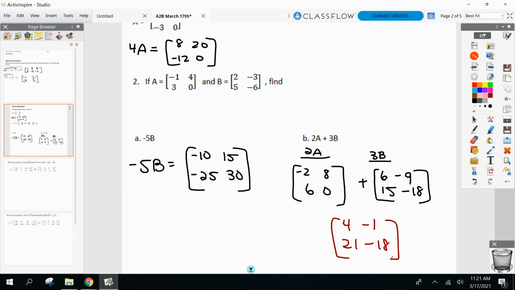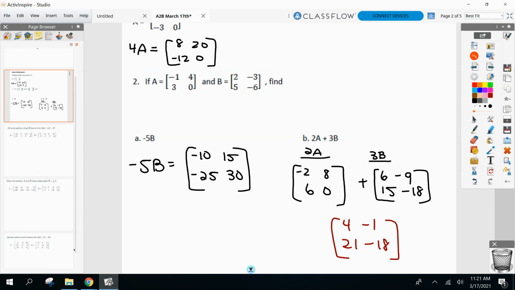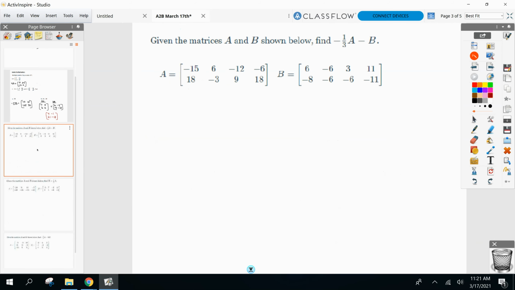The only thing I'm going to do in these last 3 problems is get a little bit more complicated. I'm just going to introduce fractions now, and the matrix gets a little bigger. As you can see, these are two 2x4 matrices. Now I'm doing -1/3 times matrix A minus matrix B. I'm just getting a little bit more involved. That's it. Take your time.